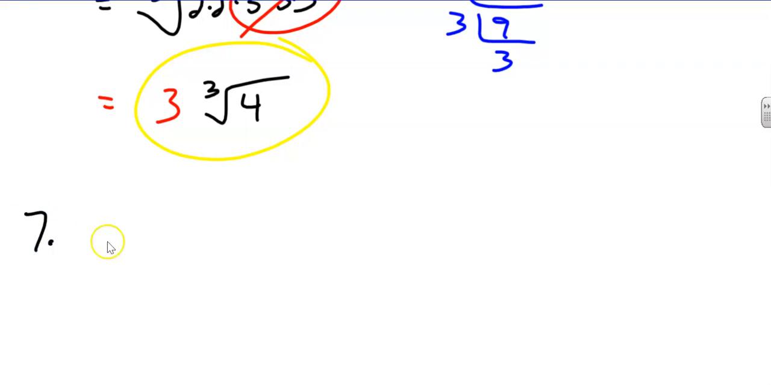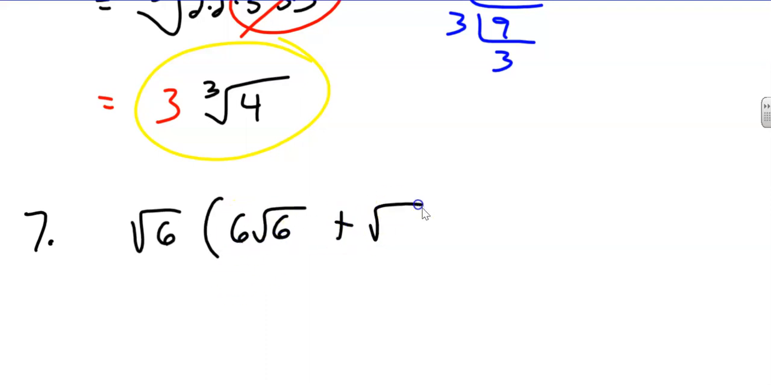Alright, question 7. Just another multiplication problem. This time we're back to square roots, which is what most everything we're going to do is going to be square roots. The only thing different on number 7 is now you're going to have to do distributive property. Okay, so for this one, again, if you want to put 1 in front here, just for kind of having a coefficient in front, you can.